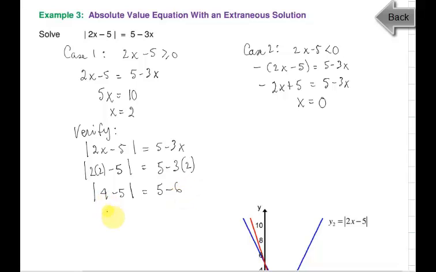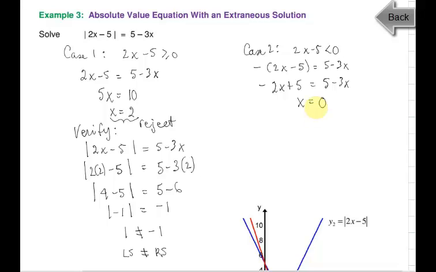All right, 4 minus 5 is negative 1, and the right side is also negative 1. The absolute value of negative 1 is 1, which does not equal negative 1, so the left side does not equal the right side. So x equals 2 we have to reject.